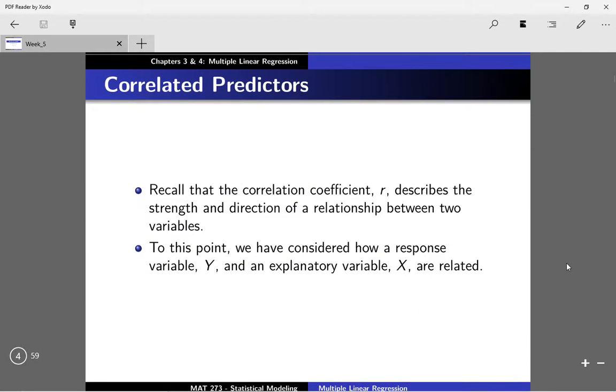So to start with the discussion on correlated predictors, we can recall that one measure of association between 2 quantitative variables is the correlation coefficient. And this is denoted by R, and it describes the strength and the direction, be it positive or negative, of a relationship between 2 different variables. So we've seen this so far in looking at the correlation between our response Y and our explanatory variable X. But we can also look at the correlation coefficient between the explanatory variables themselves.